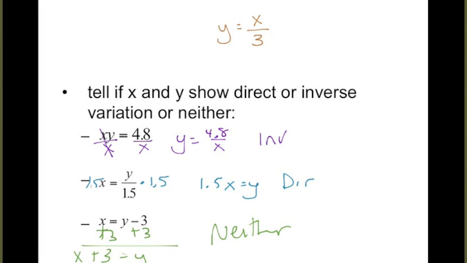No, x is on top. Right. So for our inverse relationship, we need it to be y is equal to k over x. We need x on the bottom, and this one has x on the top. So it doesn't quite match the inverse format, even though it's a division question. So then the problem is, does it work as direct, or is it a neither?